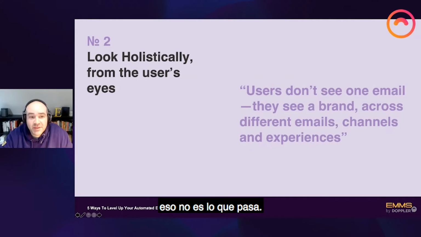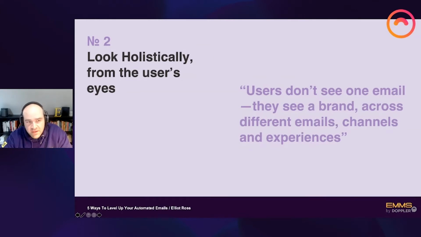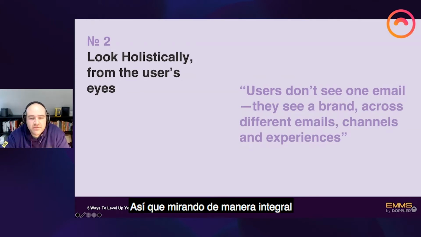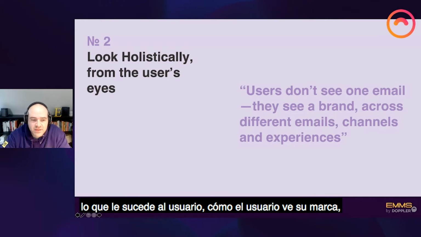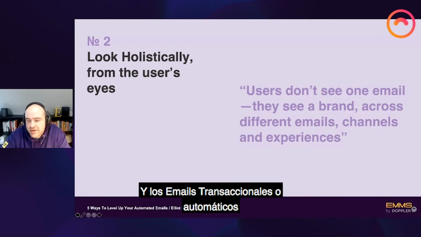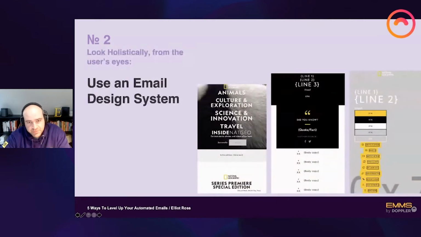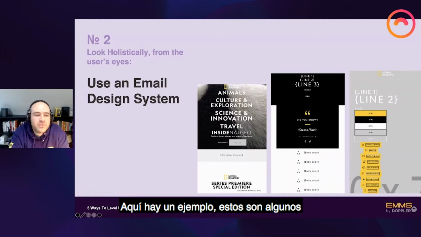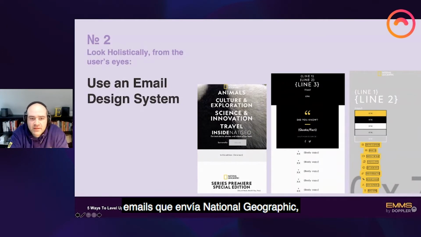That's not what happens, even though we know that's what goes on. So looking holistically from what happens to the user, how the user sees your brand, I think is really, really key. And transactional emails or automated emails are very, very important here. So here's an example. These are some emails that National Geographic send.